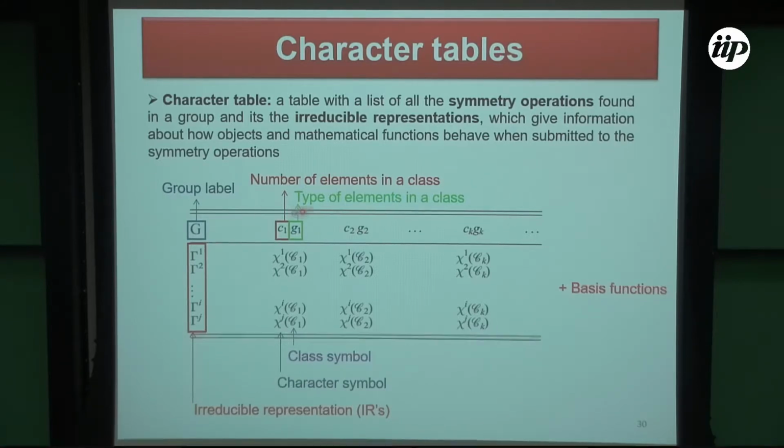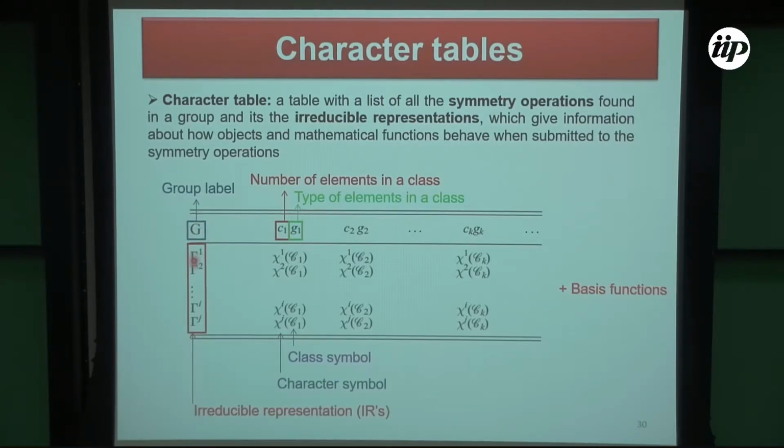Why do we have the classes? I'll get there, but the symmetry is given by a matrix. And what matters is the sum of the diagonal terms, the trace. And the trace of the elements of the same class are the same. So you can just pack this inside this table here. And then we group the same guys in the class.